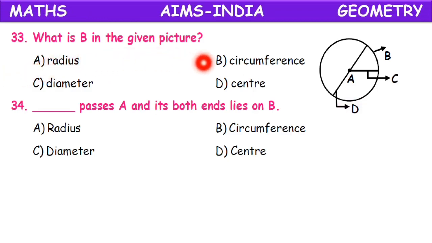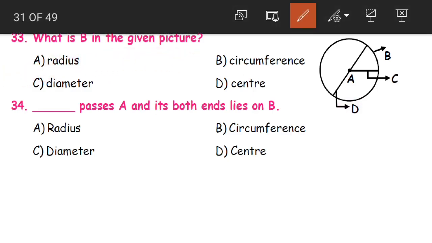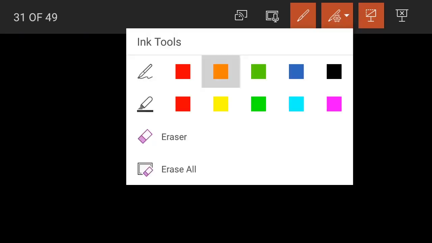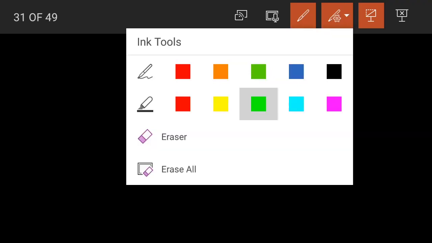Question 33. What is B in the given picture? What is B here? B is showing as arrow mark. That means this entire circle, how much ever we are drawing, the perimeter of the circle. Do you remember the perimeter of shapes, children? What is the perimeter? Perimeter is nothing but the boundary. Along the boundary line, when we count the entire boundary, it will be the perimeter of the given figure.